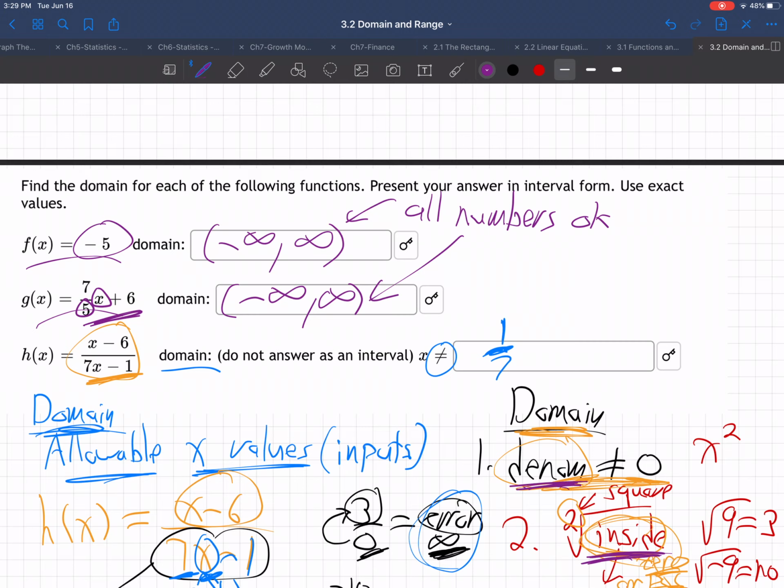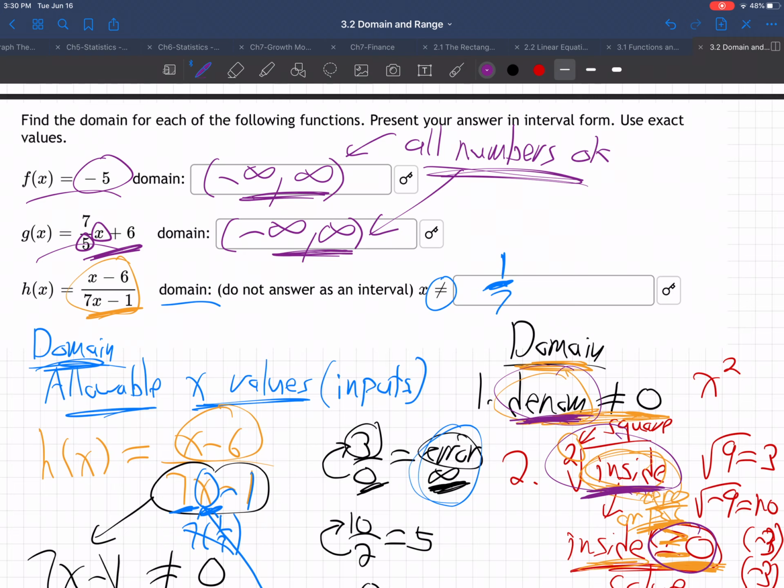So when they don't have denominators and they don't have 2 roots, then their domain is -infinity to +infinity. All numbers are okay. There is no problem. The only problem areas are that denominators can't be 0, and for 2 roots, the inside must be greater than or equal to 0. That is positive or 0, not negative. There we go.